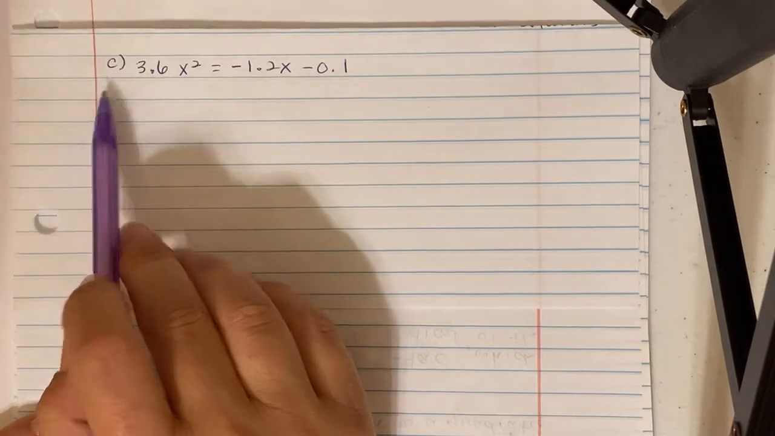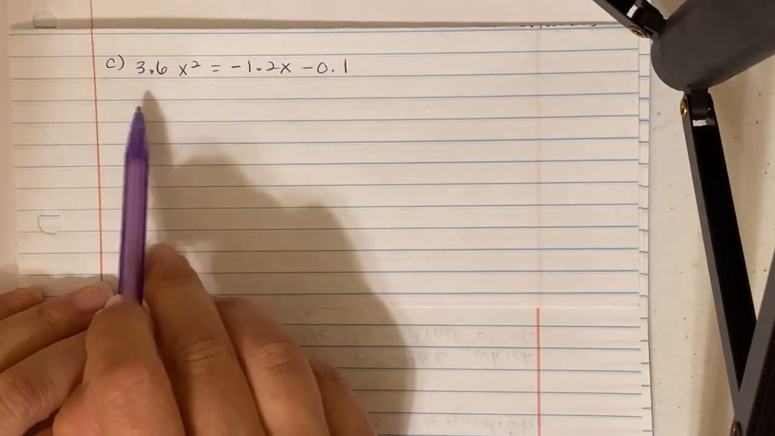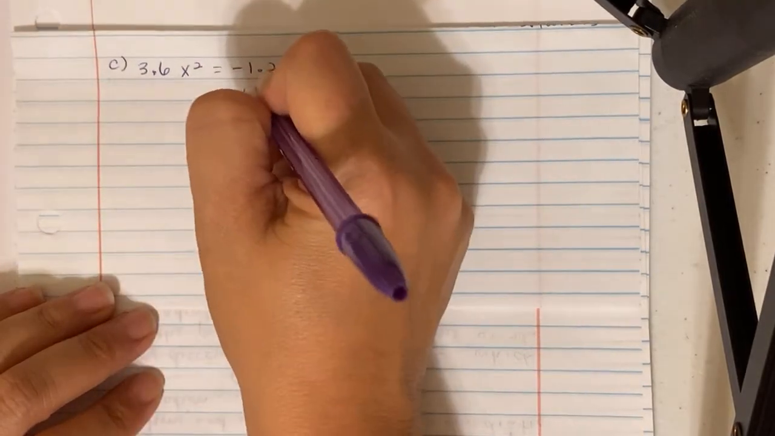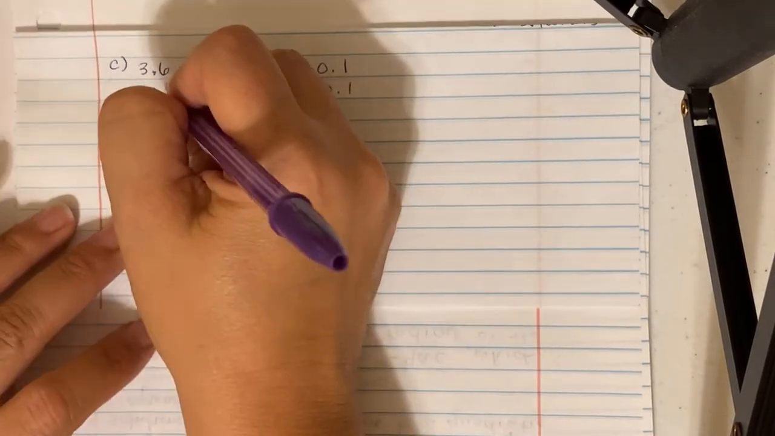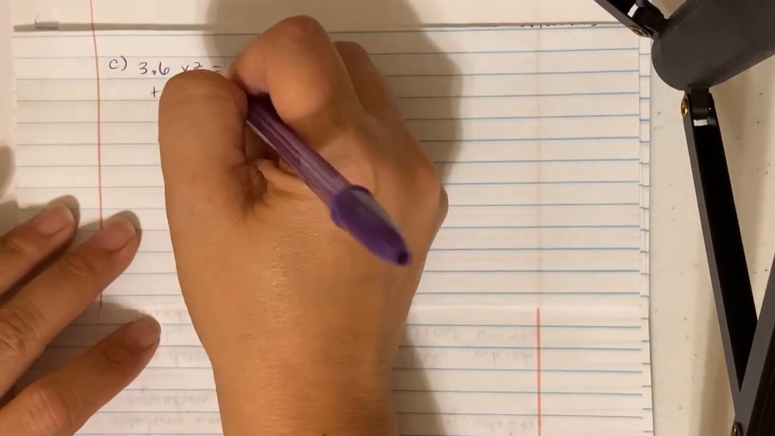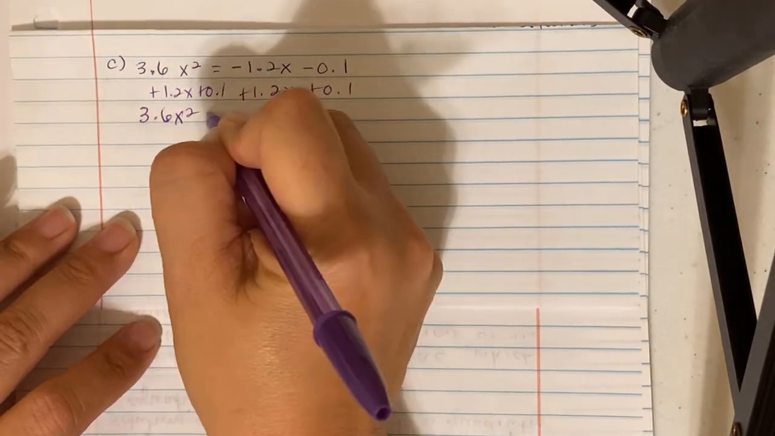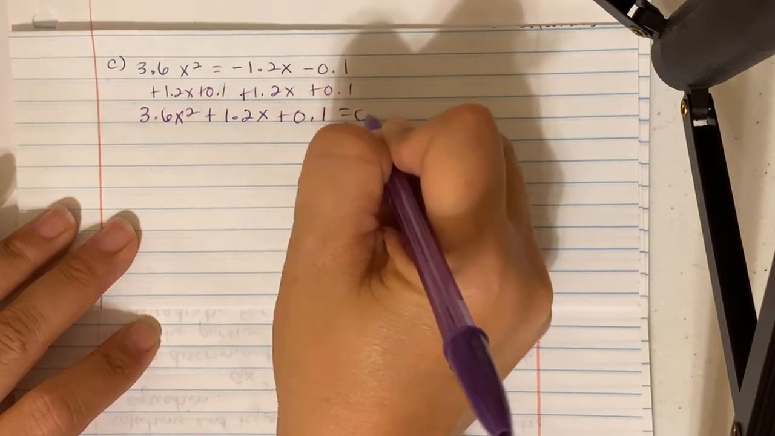On C, I use decimals because I don't like giving you guys easy problems. So first thing we're going to do is move everything to one side. So I'm going to add 1.2x over, add the 0.1. So we get 3.6x squared plus 1.2x plus 0.1 equal to 0.